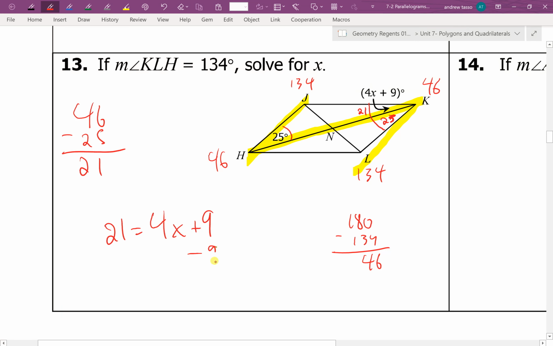And then solve for x. Subtract 9 to both sides. That leaves 12. Divide by 4. And we find that x equals 3.